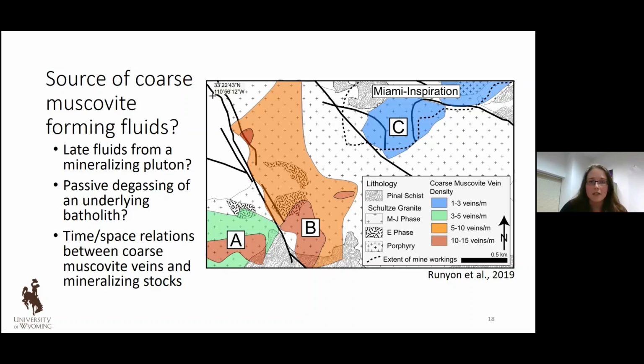But this is something that I'm still, you might notice that there's three question marks on this slide. I'm still open to hearing more thoughts, and this is something I think would really benefit from detailed vein mapping in a variety of districts.